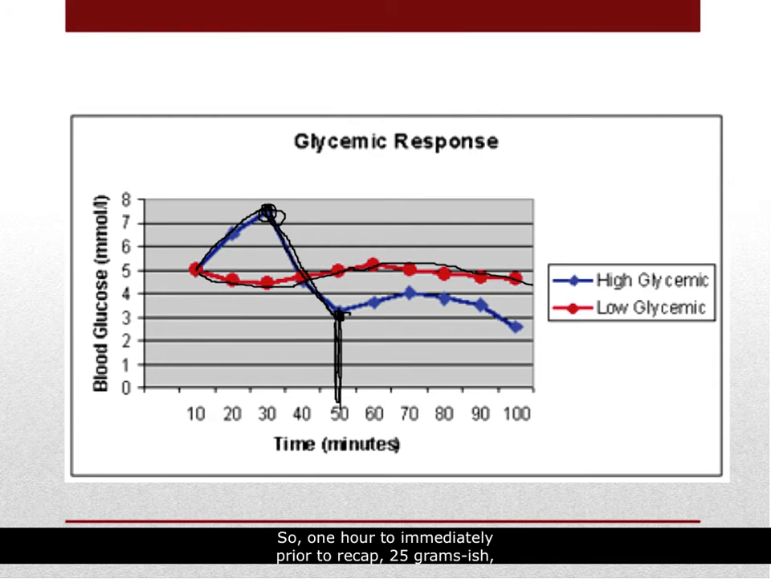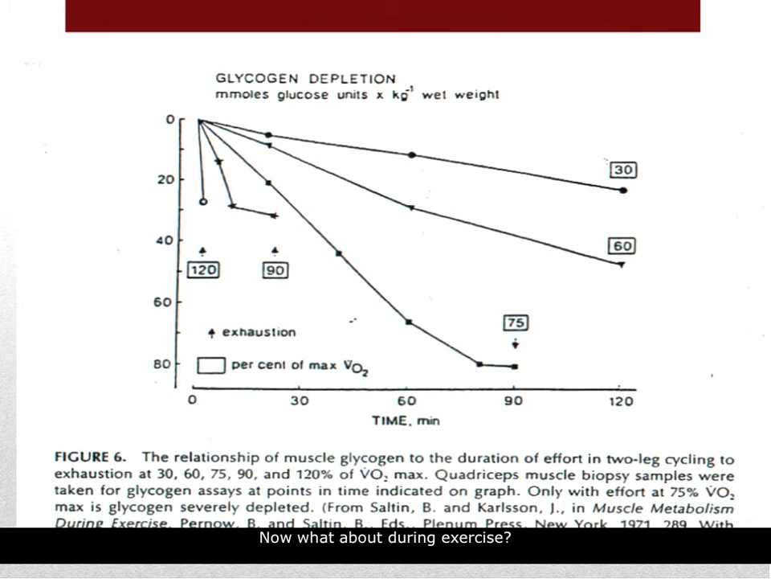So one hour to immediately prior, to recap, 25 grams-ish, low glycemic, low fiber. You want to make sure that you're not getting this drop in blood sugar at about 50 minutes into your workout. Now, what about during exercise?